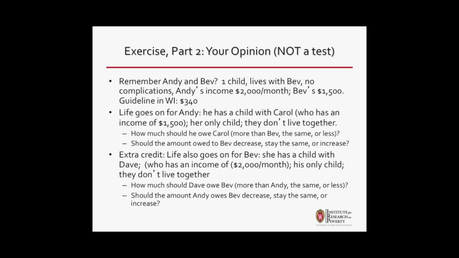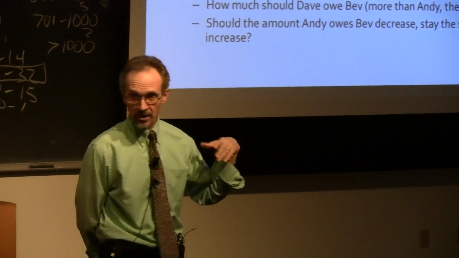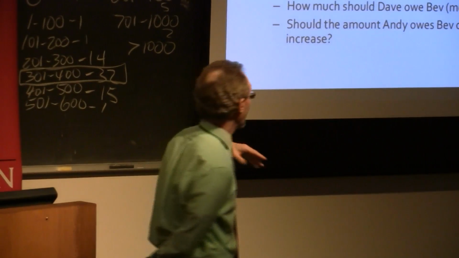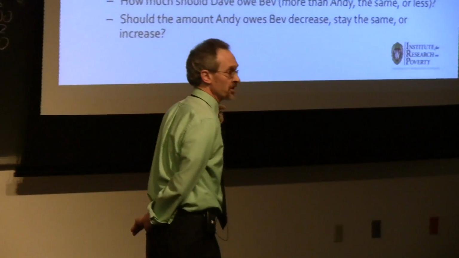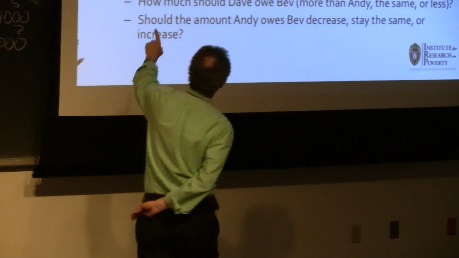How much should he owe Carol? More, the same, or less? And then the second question is, what should happen to this amount that he owes to Bev? Should it be affected by his new obligation to Carol, or should it stay the same? Everybody understand what we're doing here? Yes. Okay, and I want you to turn to your neighbor and answer these two questions.